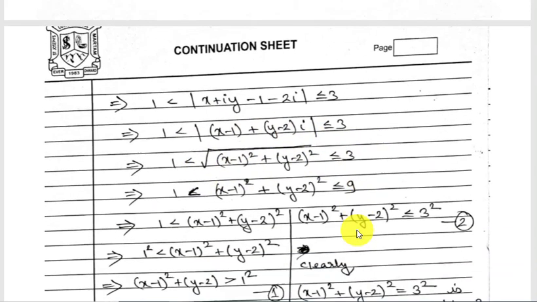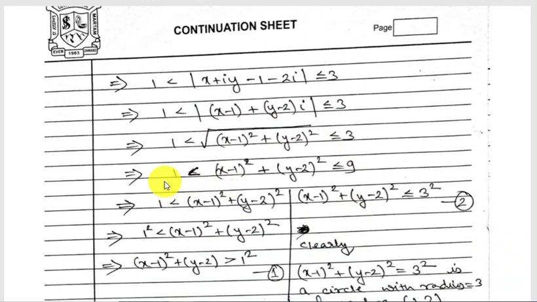And now what we'll do, we'll take the square of each term. So we will get 1 less than this less than or equal to 9. Again these symbols are not changing direction because this is positive. This 3 is also positive, so that's why it remains the same.